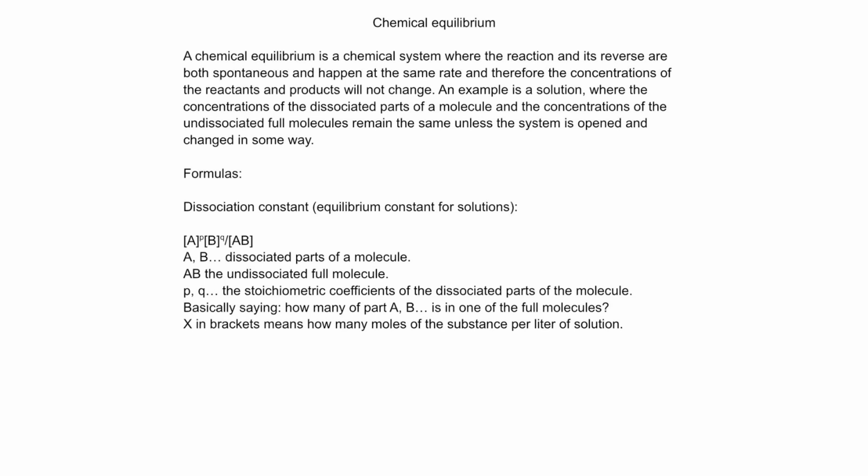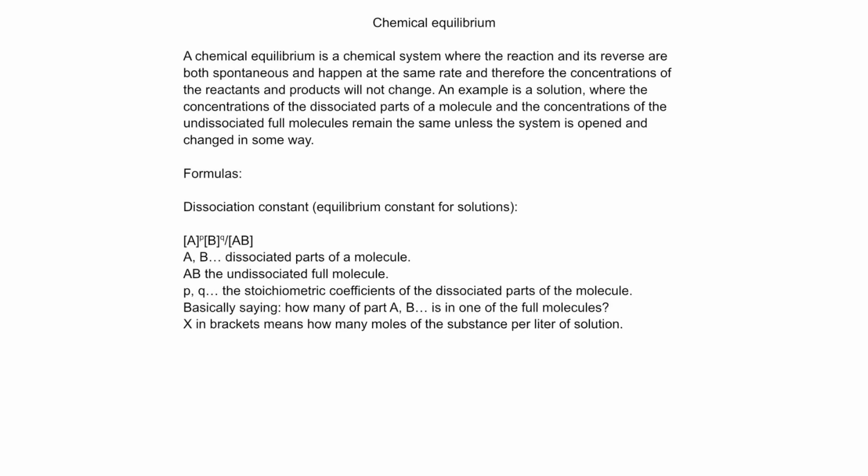Formulas. A dissociation constant can be calculated by multiplying the concentrations of all of the dissociated parts of a molecule divided by the concentration of the undissociated full molecule. Of course, if the stoichiometric coefficient is, say, 2 for something like the chloride in calcium chloride, you will of course raise it to the second power because you're just multiplying it twice because there's 2 of said dissociated part in the solution.